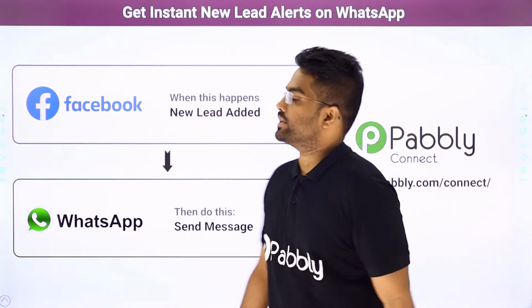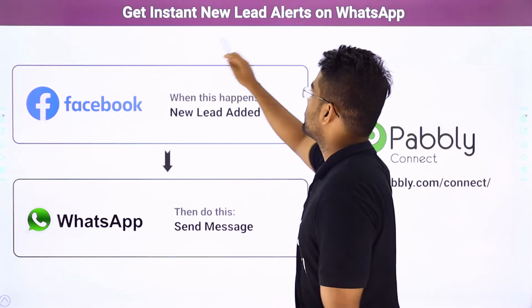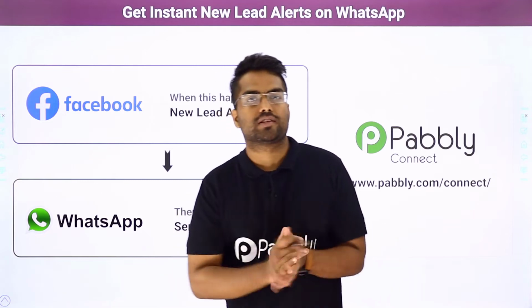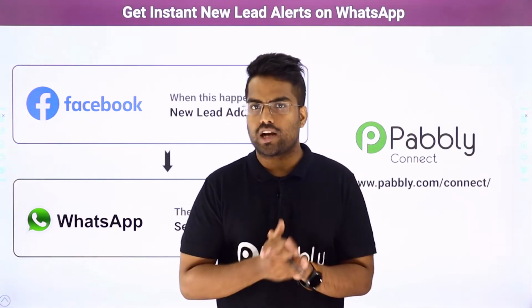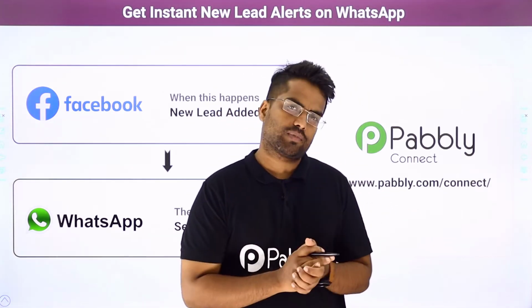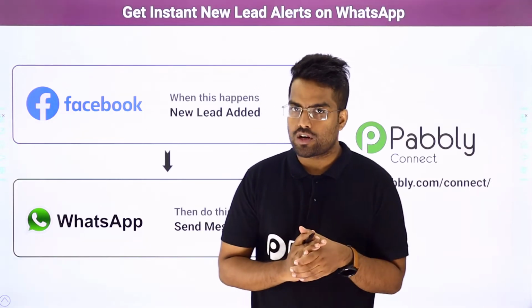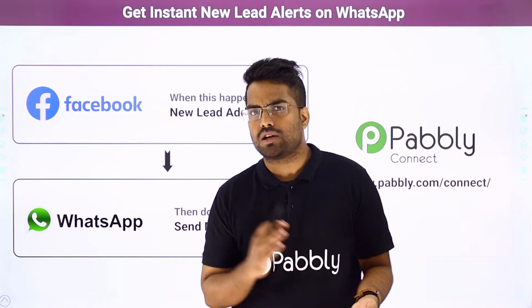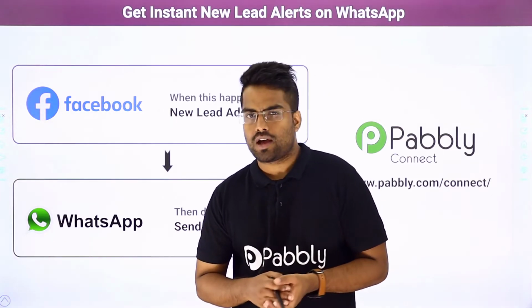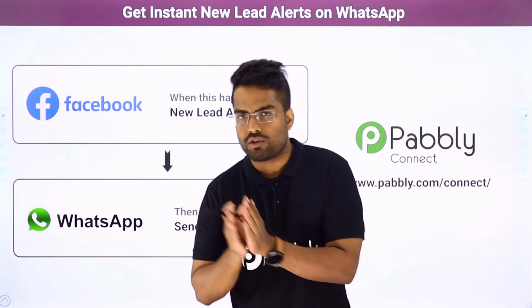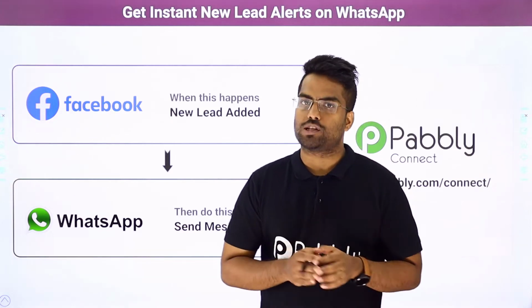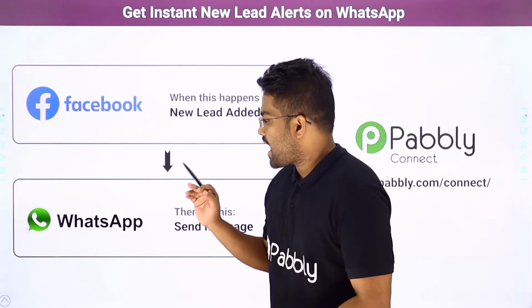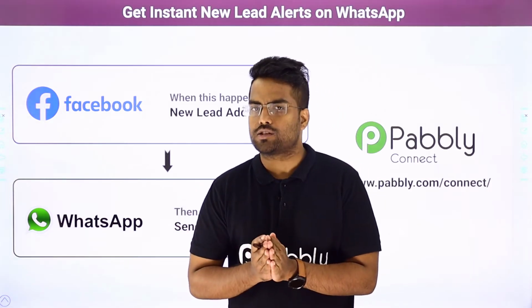In this video, we will learn how to get instant new lead alerts on WhatsApp automatically. So imagine this, you are running an awesome Facebook lead ad campaign for one of your products, and a new lead called John has been generated from your Facebook lead ad forms. So you have John's name, his email address, and of course his phone number. What you really want to do here is, whenever there is a new lead created from your Facebook lead ad forms, you want an automatic WhatsApp alert, and this WhatsApp alert will contain the details of the lead.